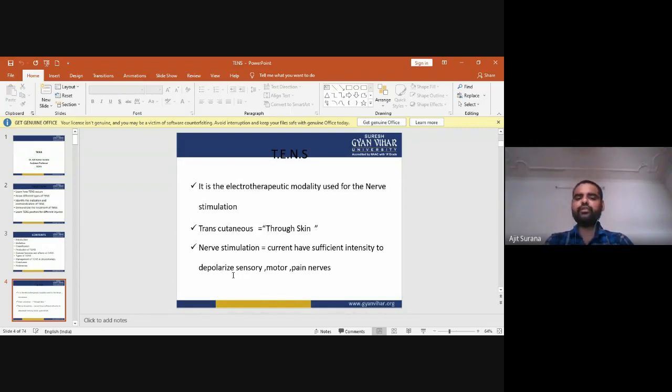Nerve stimulation means the current has sufficient intensity to depolarize sensory, motor and pain nerves. So this is all about TENS. It is an electrotherapeutic modality mainly used for nerve stimulation. Transcutaneous means through the skin, and nerve stimulation means the current has sufficient intensity to depolarize sensory, motor and pain nerves.